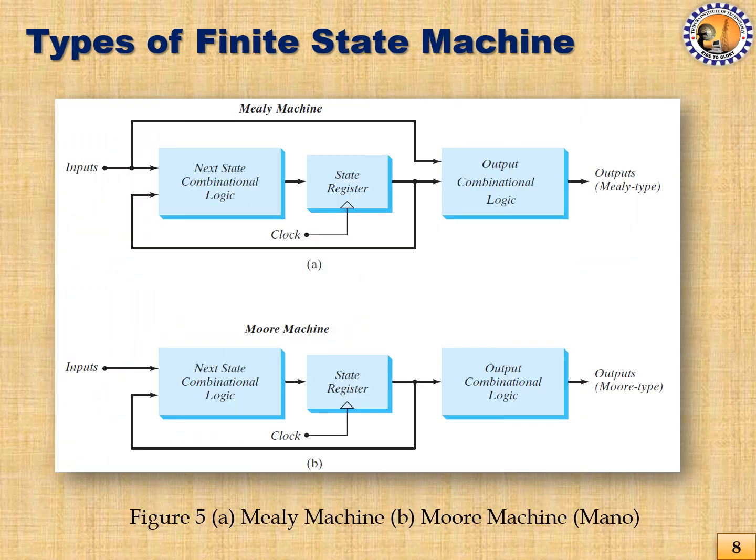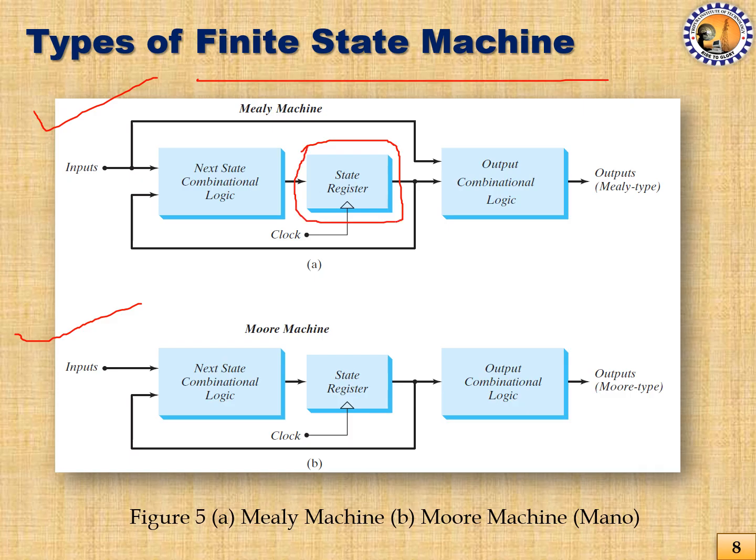Let's proceed to the next slide where we can see the types of finite state machines. In principle, we find two types of state machine. One is called Mealy state machine and another one is called Moore state machine. If we see a state machine in its block diagram form, then the essential thing we find is the presence of a state register, which can be a combination of flip-flops.